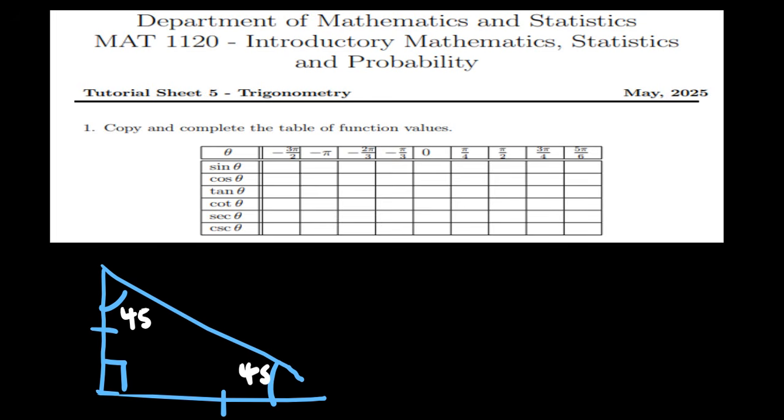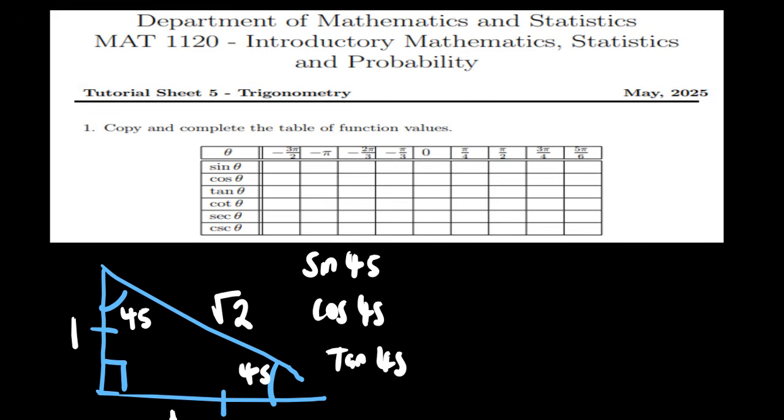Because these two sides are equal, allow me to give this one a unit of 1 and the other one a unit of 1. Then when you solve according to Pythagoras, this is going to be the square root of 2. Then how are you going to find sine of 45? How are you going to find the cos of 45? How are you going to find the tan of 45?